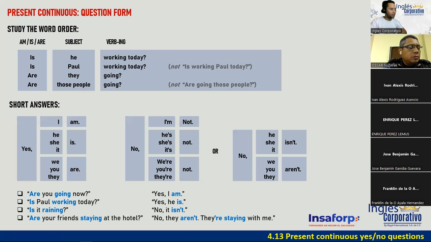Tenemos acá una entrada del chat. Juan Francisco Rabasal dice, buenas noches, yo estoy presente, bienvenido. Ok.